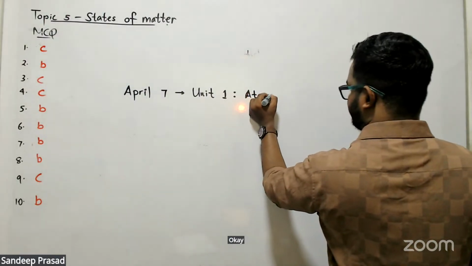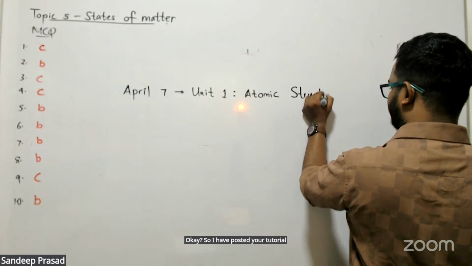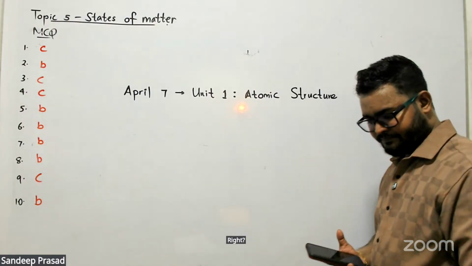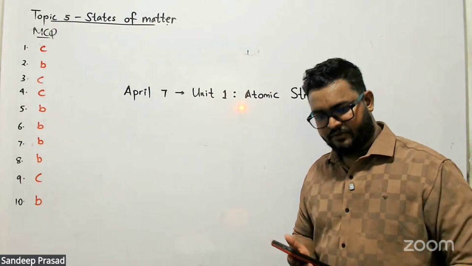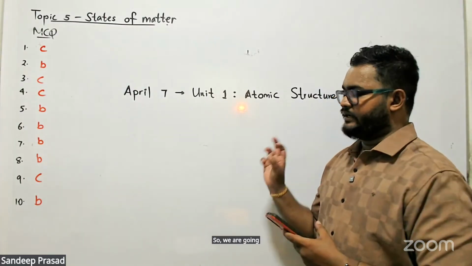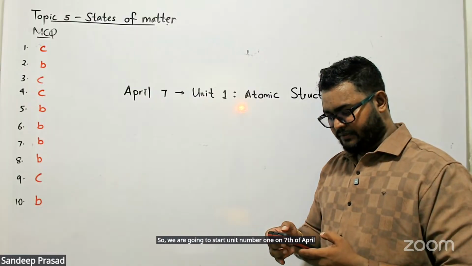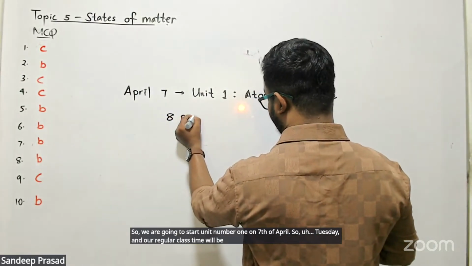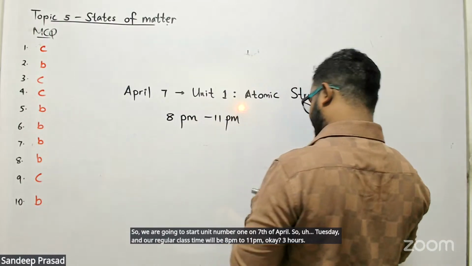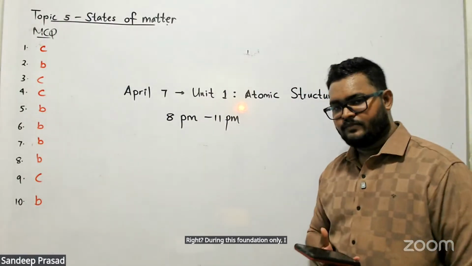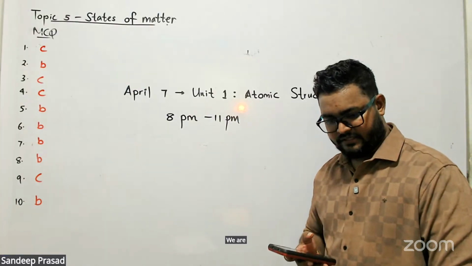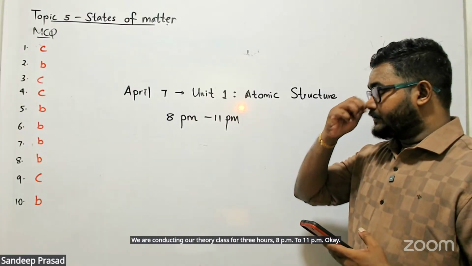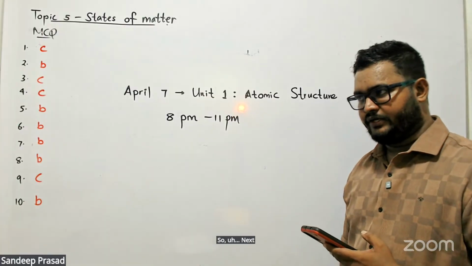So I have posted your tutorials, the foundation tute and the unit number 1 atomic structure tute both, to the address that you have sent. So we are going to start unit number 1 on 7th of April, Tuesday, and our regular class time will be 8 p.m. to 11 p.m. Okay, 3 hours. During this foundation I conducted only 2 hours, but get ready. We are conducting our theory class for 3 hours, 8 p.m. to 11 p.m. So next week, actually, you will have a holiday, right?